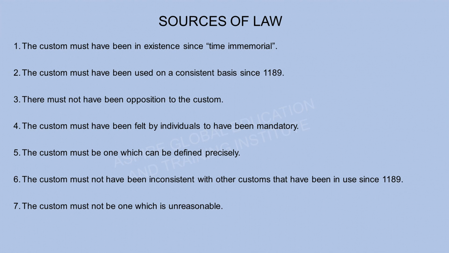Number 3 is that there must not have been opposition to the custom. Number 4, the custom must have been felt by individuals to have been mandatory. There cannot have been an option whether to follow it or not. Number 5, the custom must be one which can be defined precisely. Number 6, the custom must not have been inconsistent with other customs that have been in use since 1189. Number 7, the custom must not be one which is unreasonable.